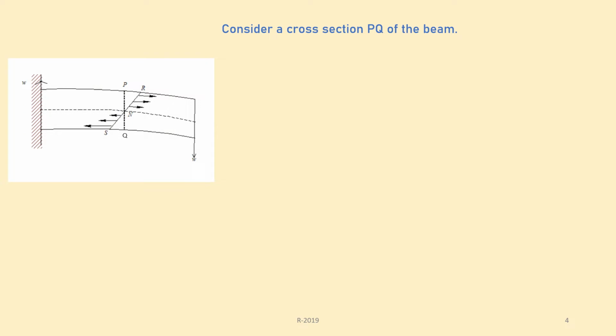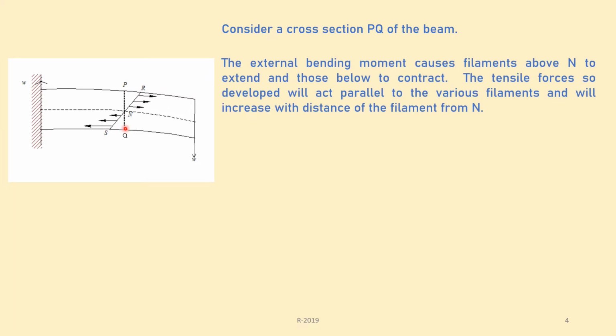Now, in this example, let us try to understand the bending of a beam which is horizontally clamped to a rigid end with a load attached to the free end as shown in this figure. Such an arrangement is also called a cantilever. So, let us consider a cross section PQ of the beam. Now, this load applied to the free end and the reaction force at this end constitute a couple and result in an external bending moment.